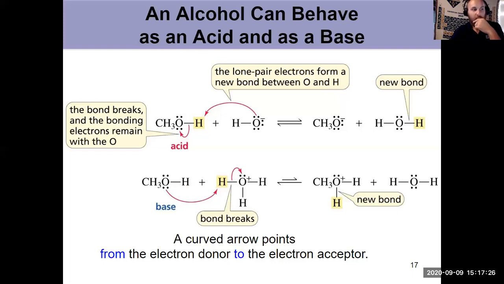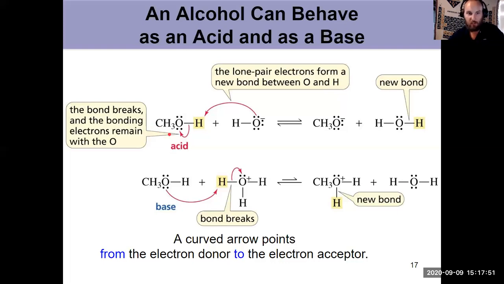Okay. And these arrows always start at the electron donor and move to the electron acceptor. So here in this case, we're moving from a lone pair on the base to the proton on the acid, which is the general scheme that we have for all acid-base reactions. Curved arrow points from the electron donor to the electron acceptor.